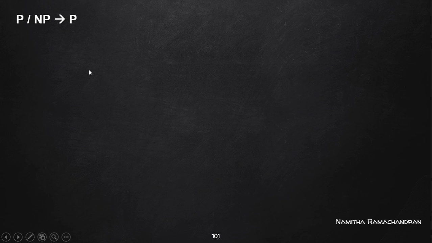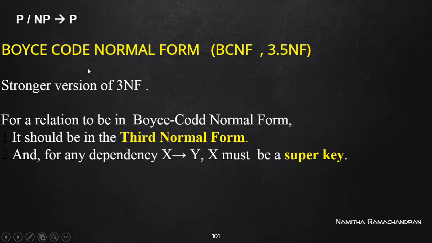Now we can consider the condition for a relation to be in BCNF. Boyce-Codd normal form, BCNF, is also called 3.5 NF. This is not the fourth normal form. It is 3.5 normal form because it is a stronger version of the third normal form, just a modification over the third normal form to make it stronger.